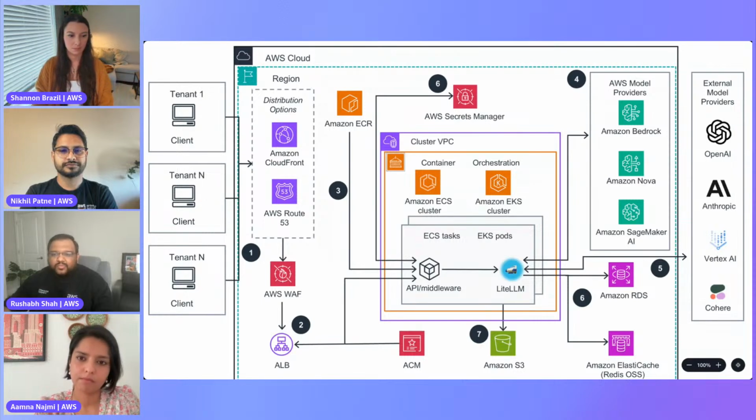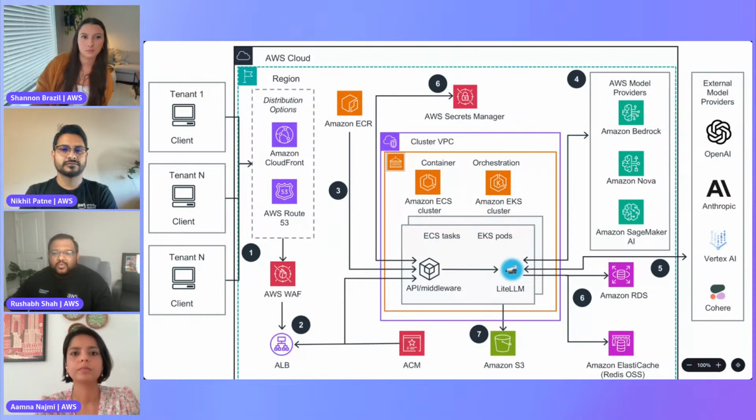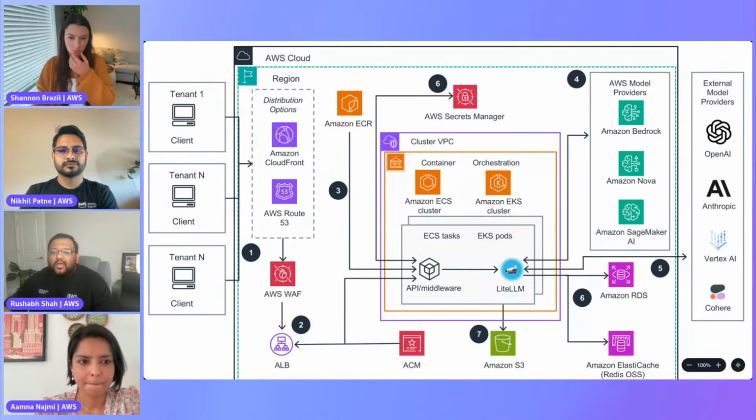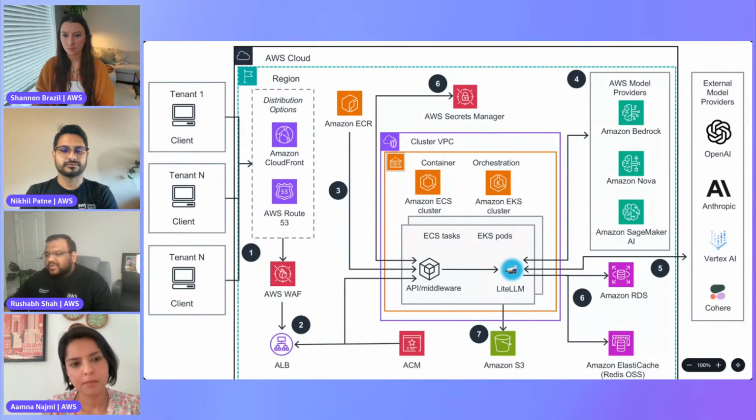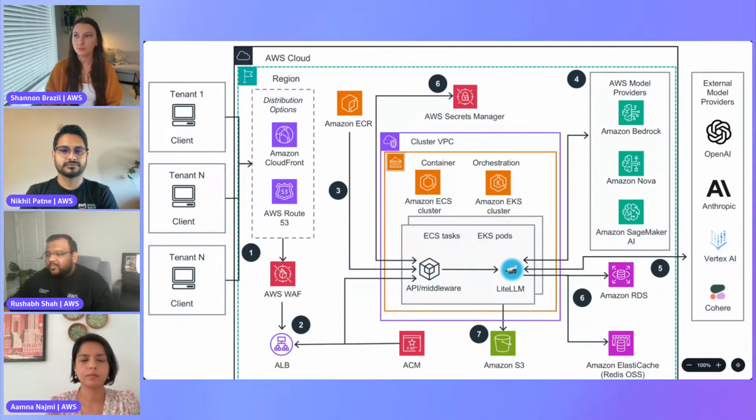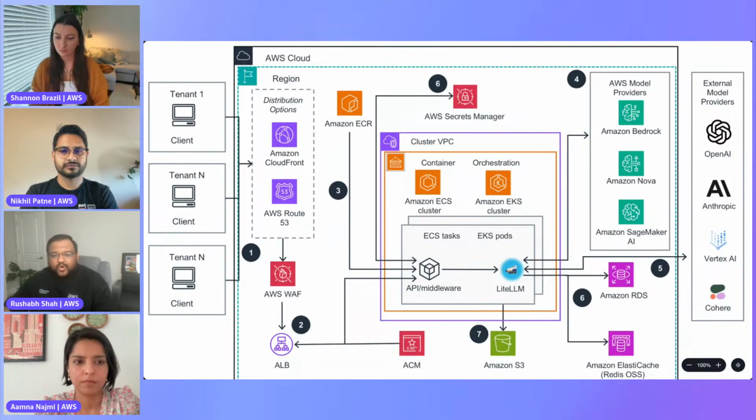The tenants and clients, basically applications, access this gateway proxy API through a Route 53 URL endpoint or Amazon CloudFront, which is then protected against web exploits and bots using WAF. WAF then forwards the request to the application load balancer, which load balances the traffic and sends it to the Amazon ECS task or Amazon EKS, Elastic Kubernetes Service, pods, which are running the GenAI gateway containers.